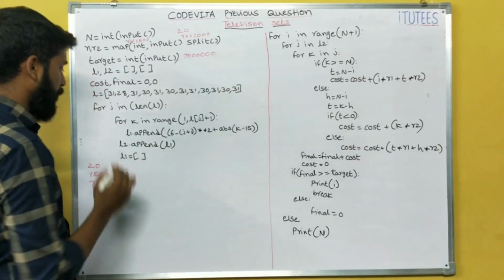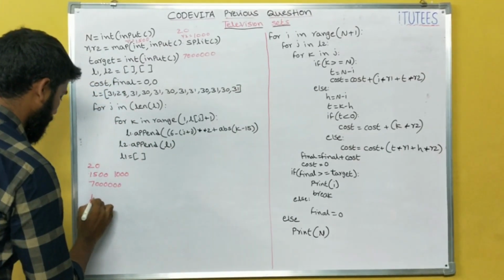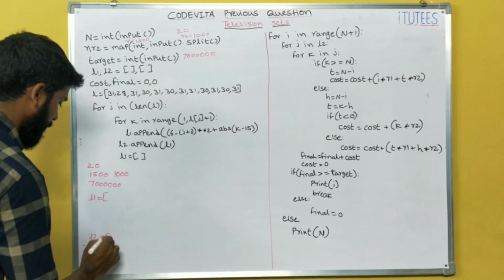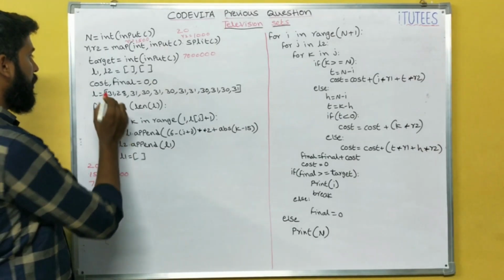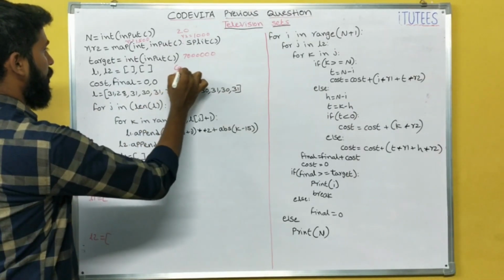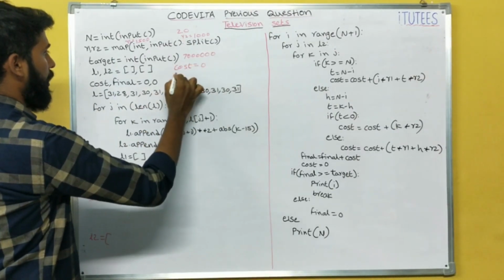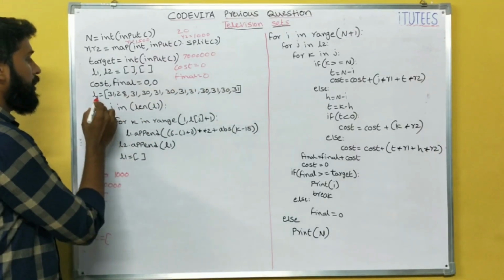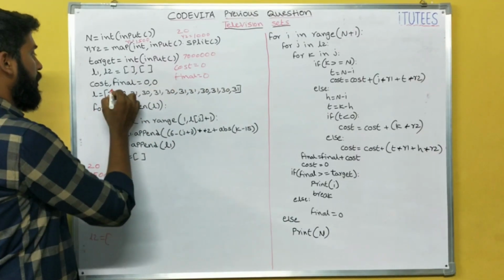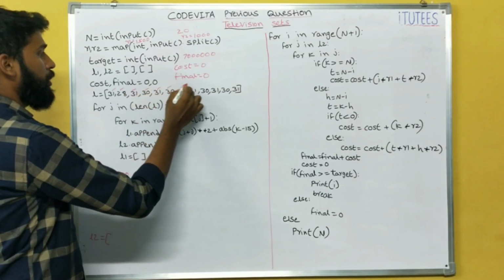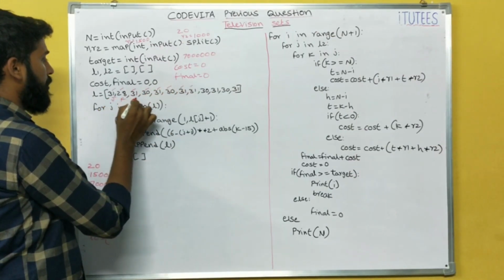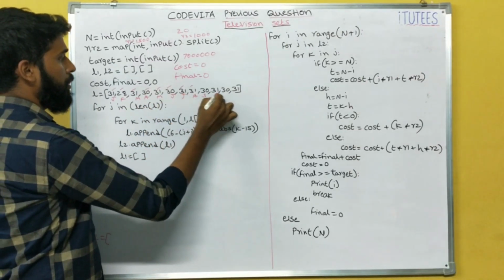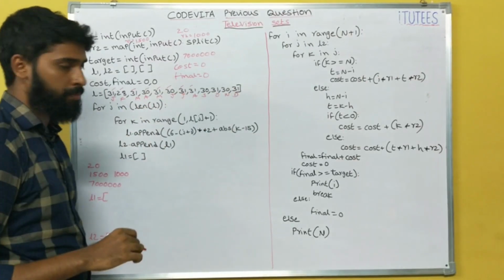I am taking 2 empty lists. One is L1, another one is L2. And I initiate cost equals to 0 and final equals to 0. So after that, L equals to, I am defining the number of days in each month. So this is the January, February, March, April, May, June, July, August, September, October, November, December.